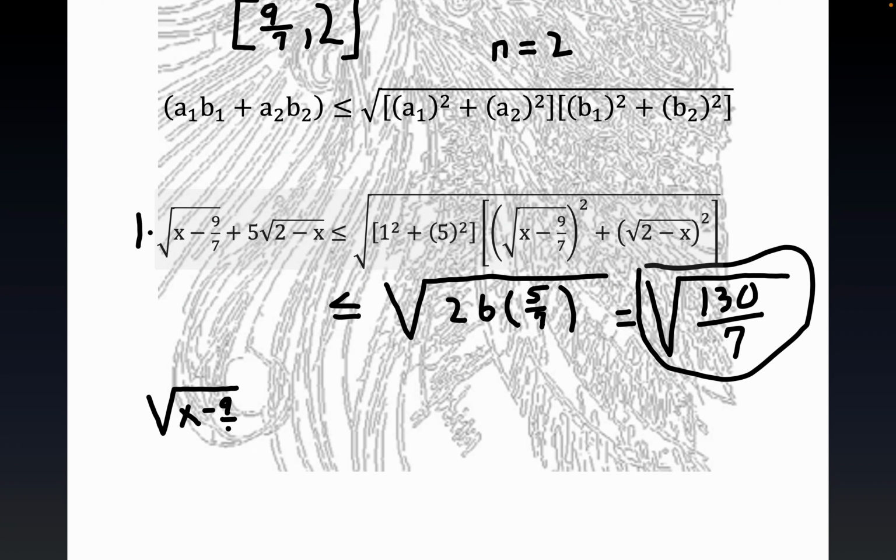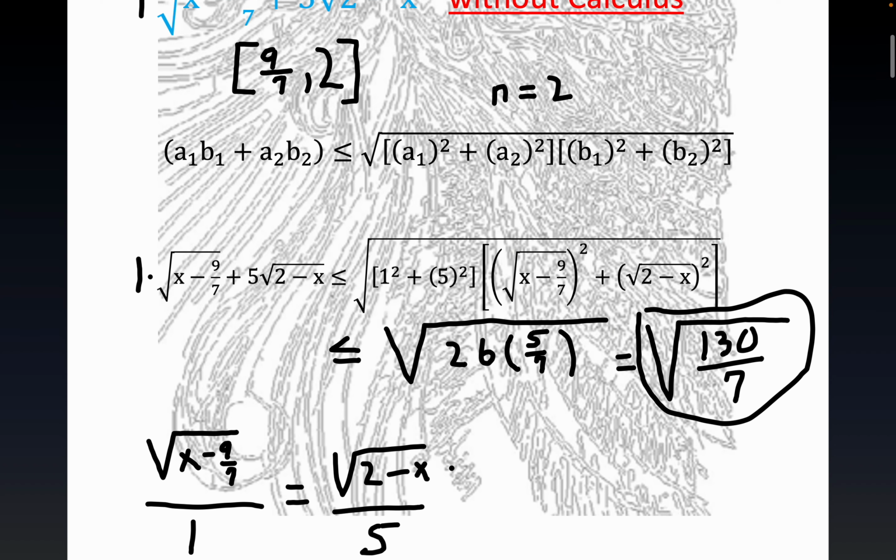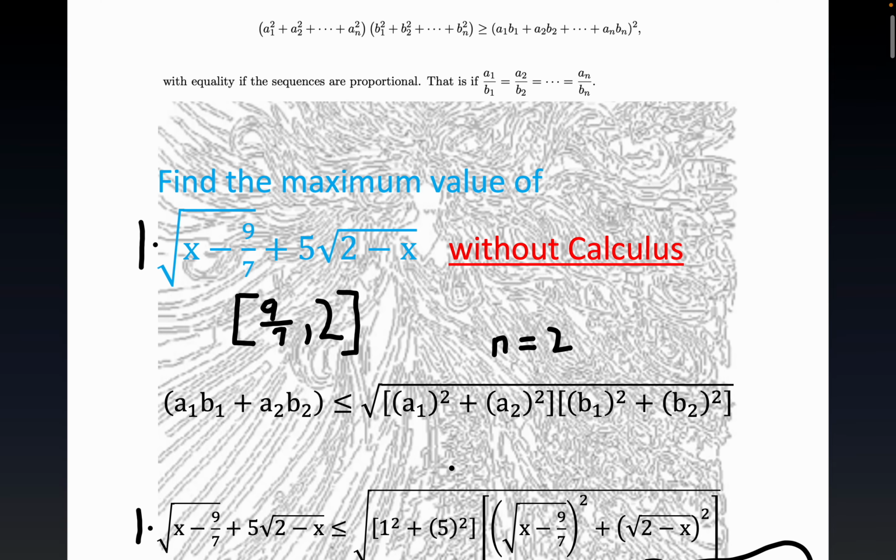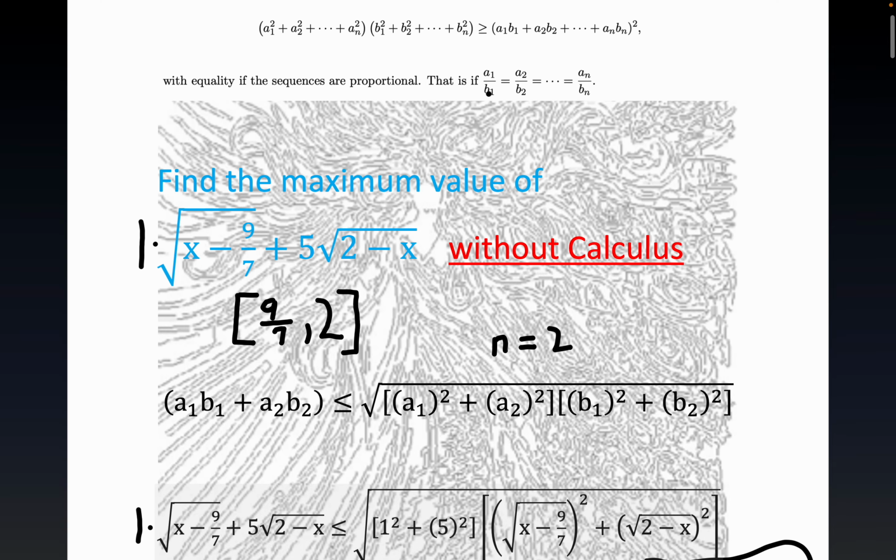And again, just for emphasis, I'll put over 1. So you'll see we're equating these ratios. And right here you would have the square root of 2 minus x over 5. Okay. And again, y'all, that lines up with the equality condition up here of your quotients or your ratios being equal to the very same constant.